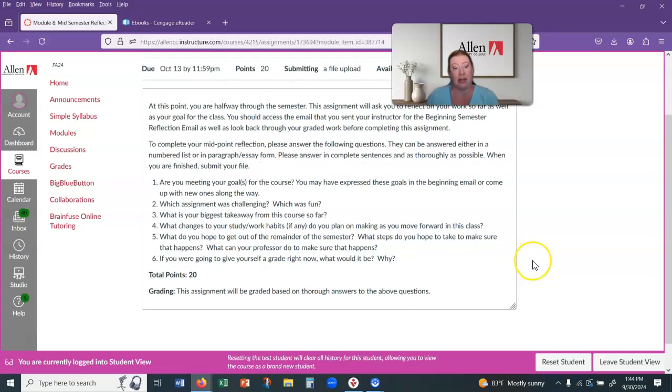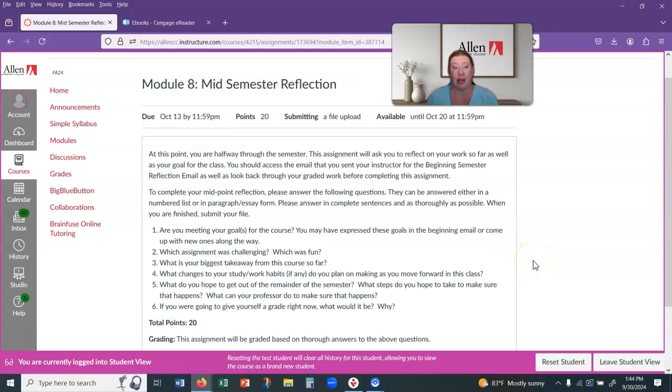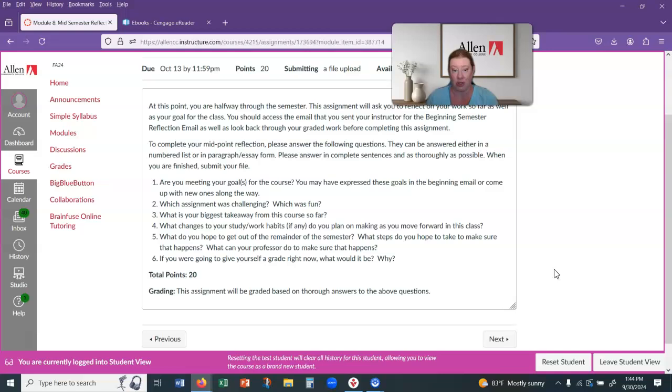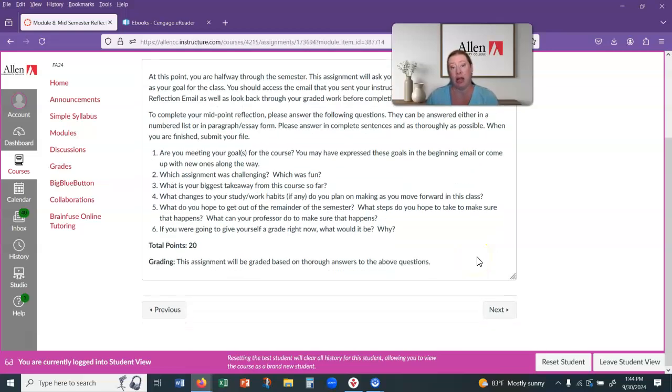So then the last thing in this module is actually a midpoint semester reflection, because we are at the halfway point. This reflection just asks you about your goals for the class, whether or not you're meeting them, how you're doing, if there's anything that I can do to help you. And then if you were to give yourself a grade right now, what would it be? And so that's just kind of giving us a checkpoint in the middle of the semester to see how we're doing.